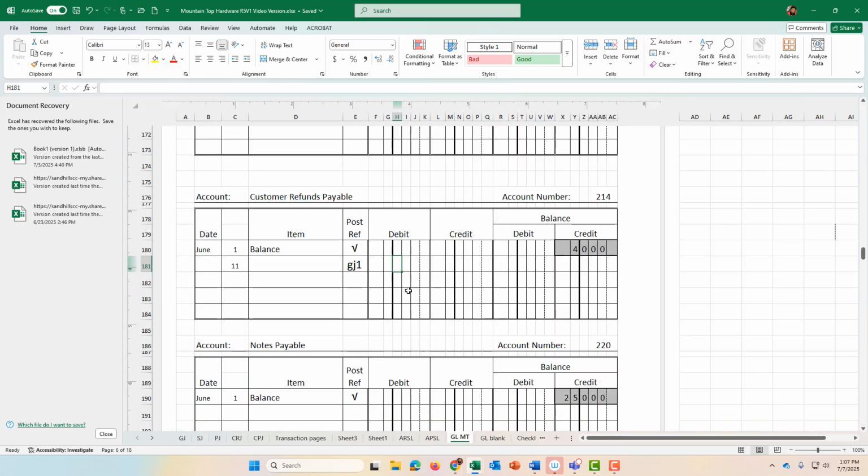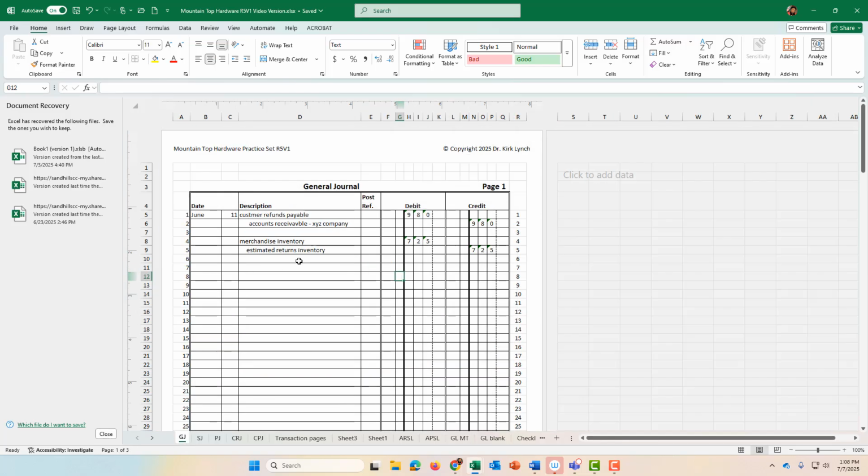So debit 980. That's going to make our balance a credit of $3,020. The posting reference for that is 214. So back in our general journal, we're going to put 214 here and move on to the accounts receivable.